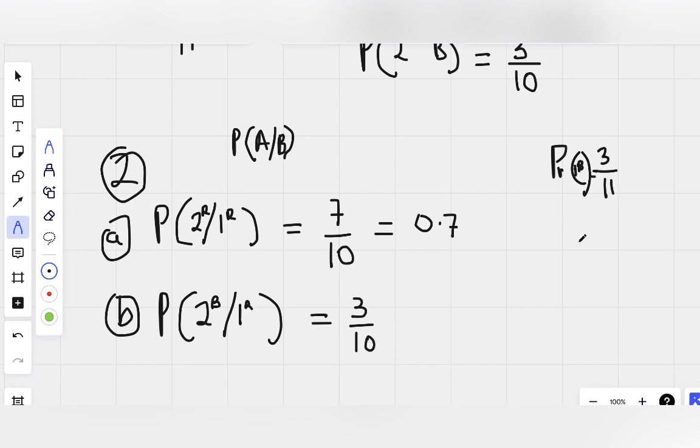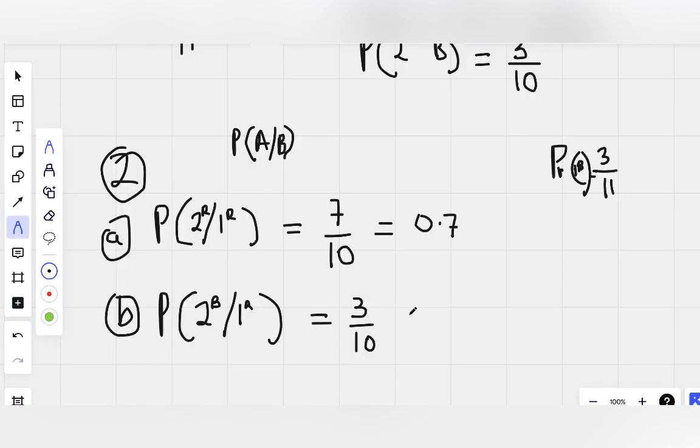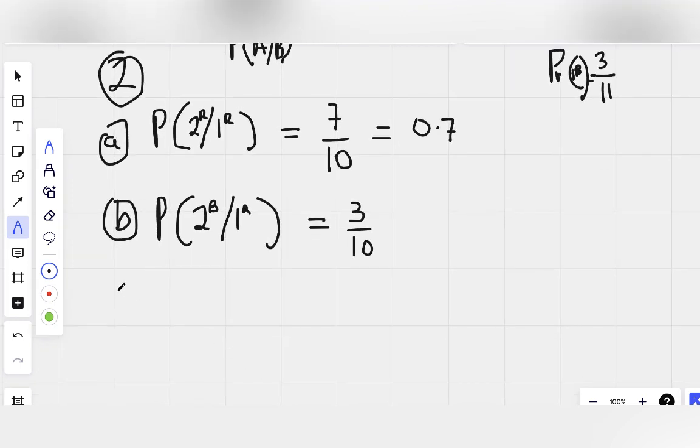Okay. Now, what will be the probability of the second one being red? What's the probability of the second counter being red, given that the first one was blue? Now, what it means is the total will always go down, because now we're picking the probability of a second counter red, given that the first one was blue.